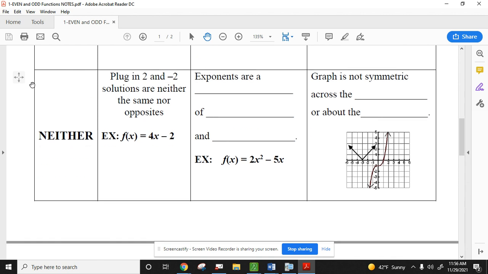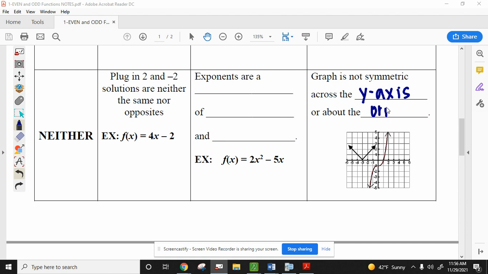The last type is neither, and that just means that it's not symmetric across the y-axis, and it doesn't have 180 degrees rotational symmetry around the origin.